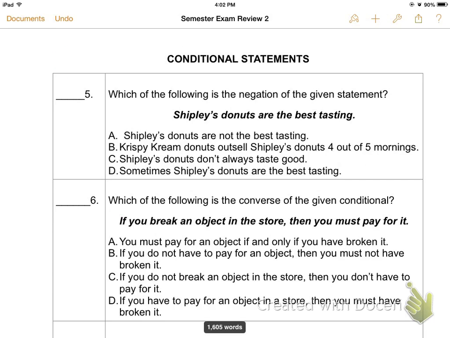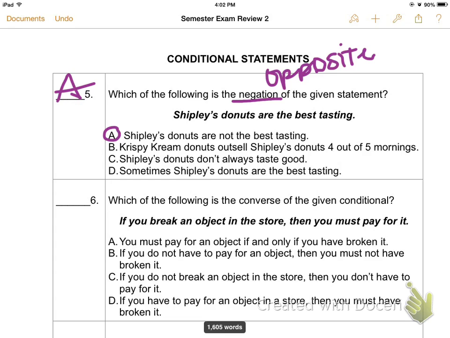Okay, number 5. Which of the following is the negation of the statement? So negation right here is opposite. You're going to add not. So, Shipley's donuts are the best tasting. Now, Shipley's donuts are not the best tasting. So A is answer number 5. You shouldn't change anything in these sentences except adding or taking away not.